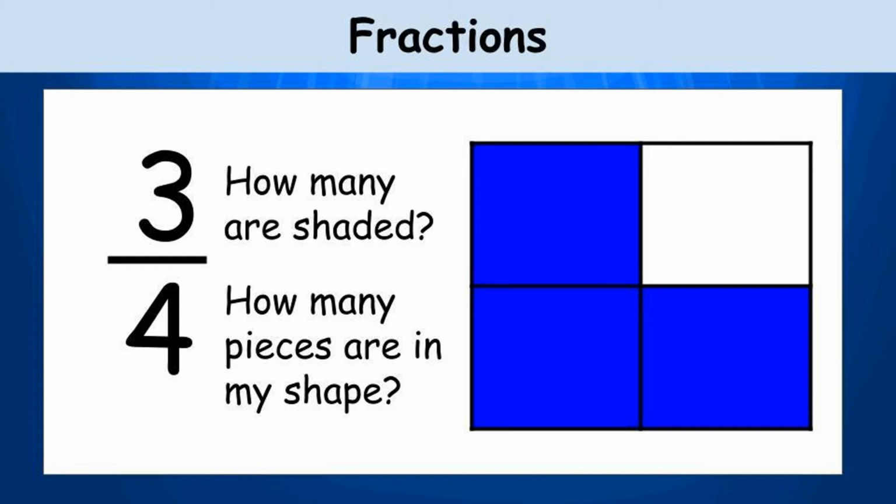On the right-hand side, you see a square. The square is divided into 4 equal pieces. So the first question I'm going to ask is how many of those pieces are shaded blue? In this case, we have 3 pieces of our square that are shaded blue. That number goes on the top, which is called the numerator. Then we're going to count how many pieces are in the square. In this case, we have 4 equal pieces in the square. So that number goes on the bottom of our fraction in the denominator. So our final fraction for this picture is 3/4.